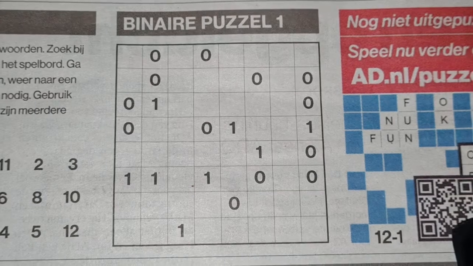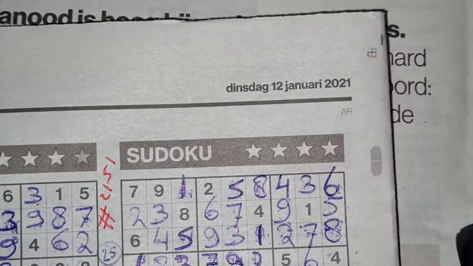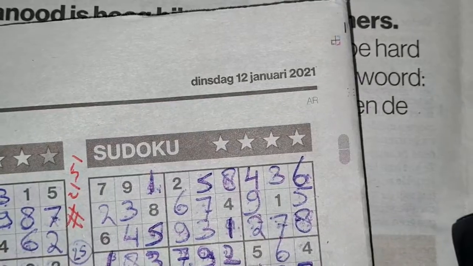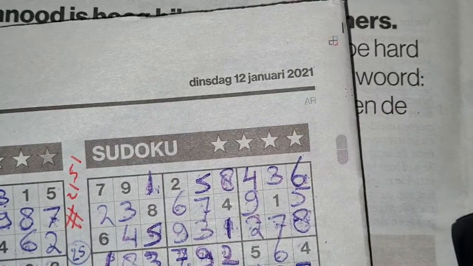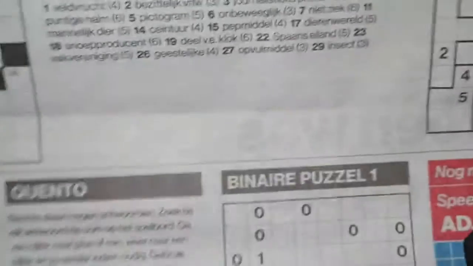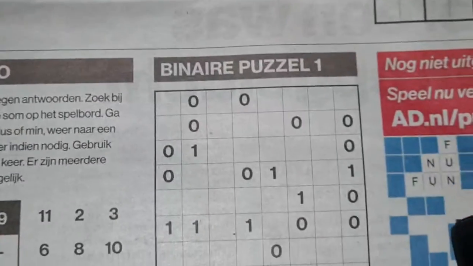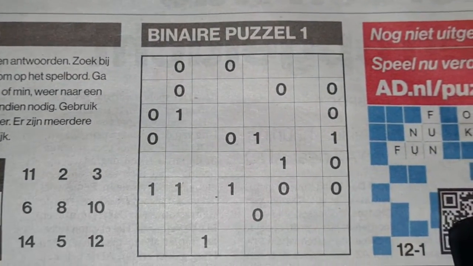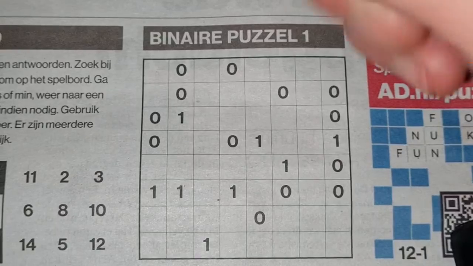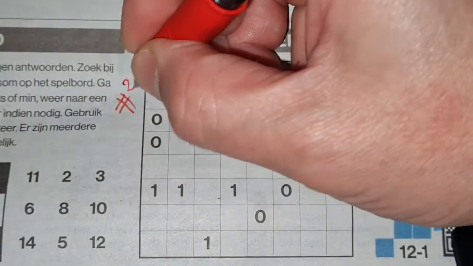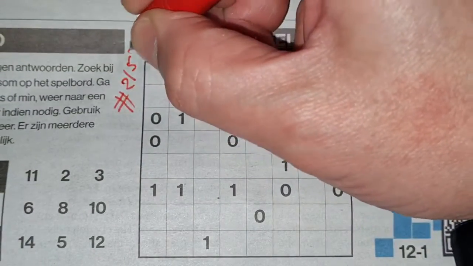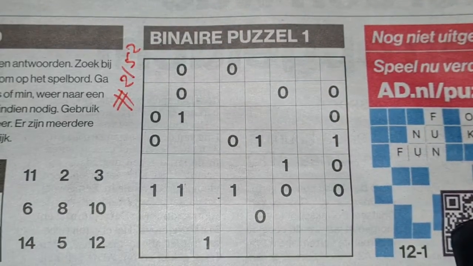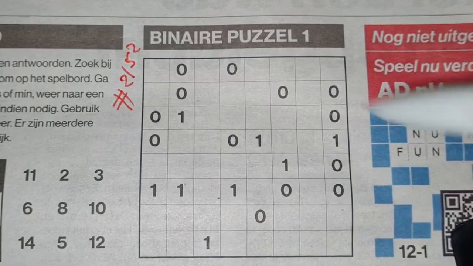In this additional with extra Sudokus in today's newspaper of Tuesday, January the 12th, 2021, the third Sudoku will be number 2152. Alright, and what kind of binary puzzle is this one?